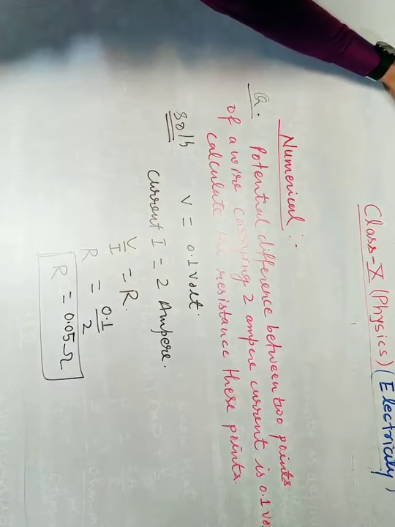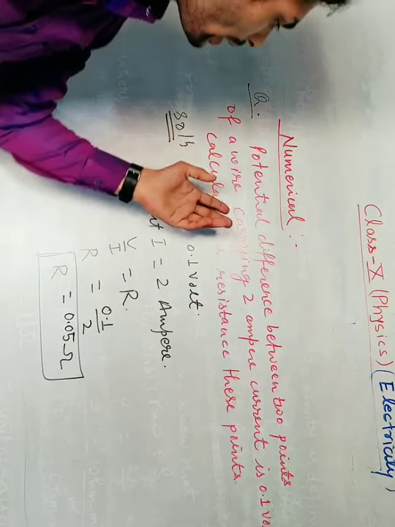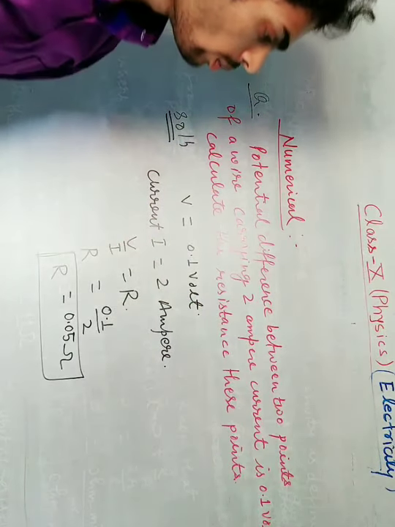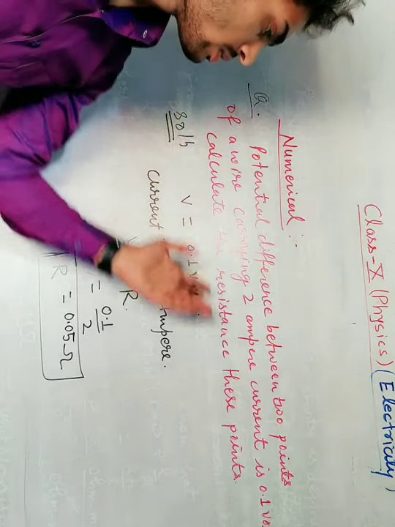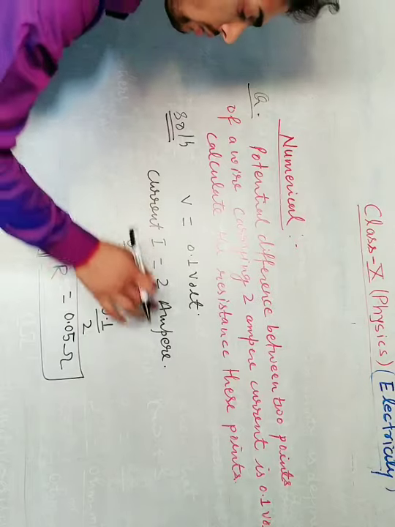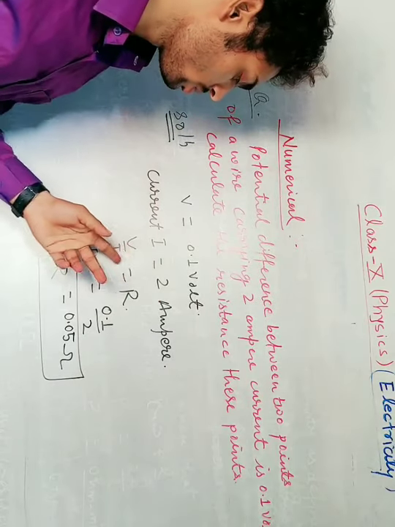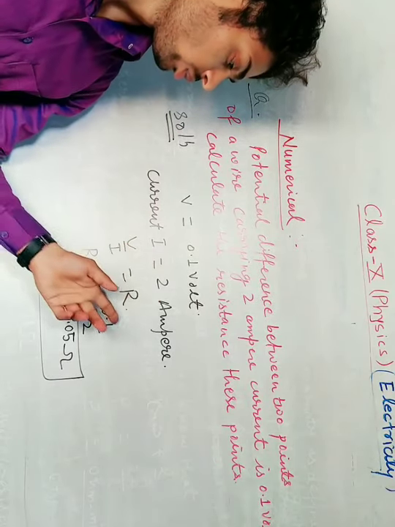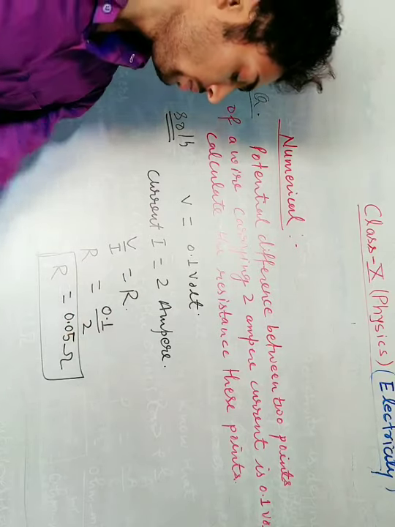Potential difference between 2 points of a wire carrying 2 ampere current is 0.1 volt. Calculate the resistance between these points. So V equal 0.1 volt, current I equal 2 ampere. According to the Ohm's law, V upon I equal R equal 0.1 upon 2, 0.05 ohm.